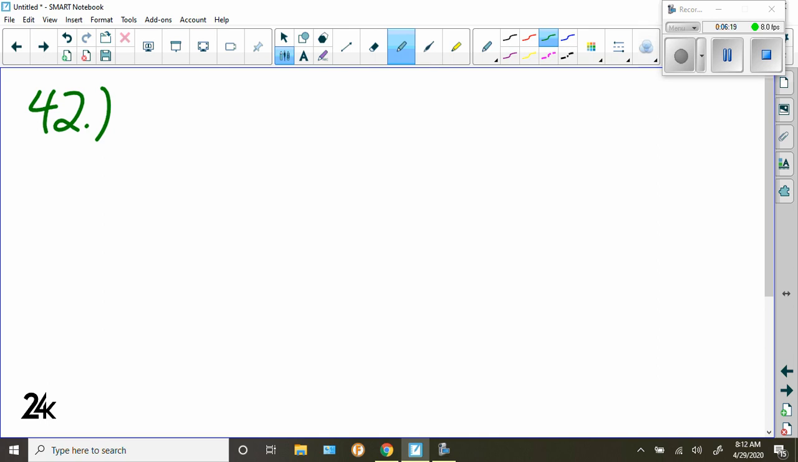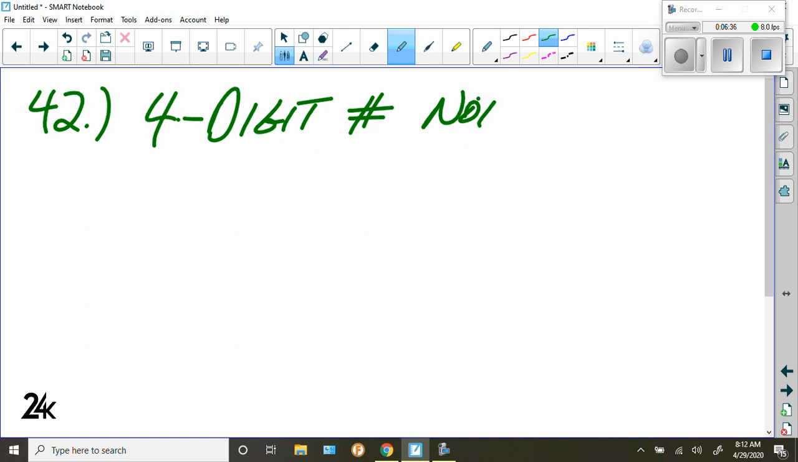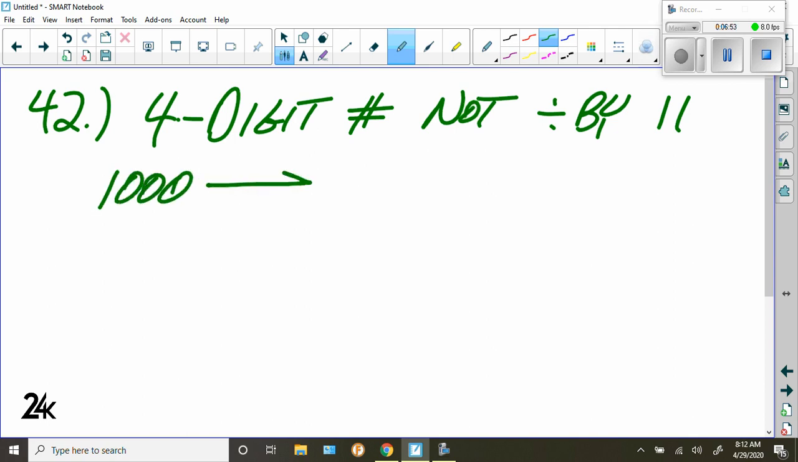Number 42. How many 4-digit numbers are not divisible by 11? What in the snap are we talking about now? How many 4-digit numbers not divisible by 11? Okay, I don't know. Let's find out. All right, so 4-digit numbers range from 1,000 all the way to 9,999.